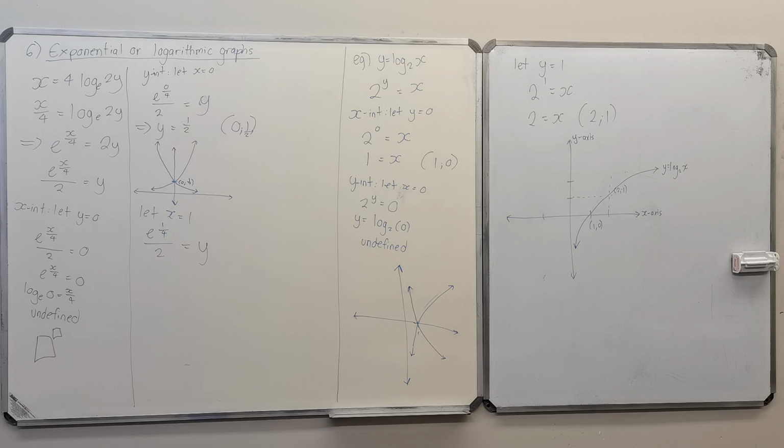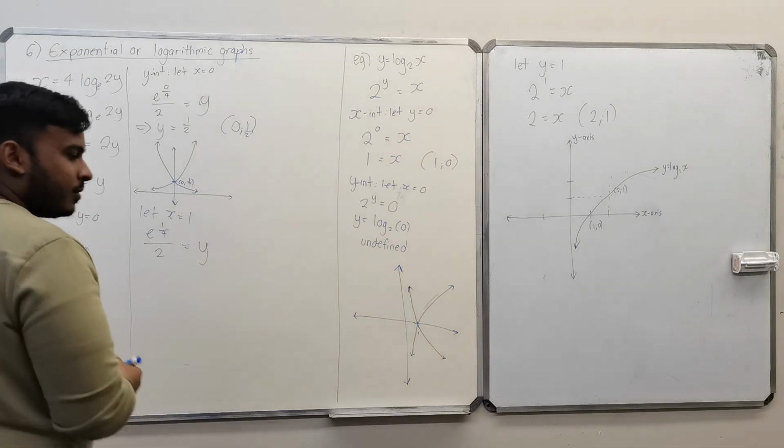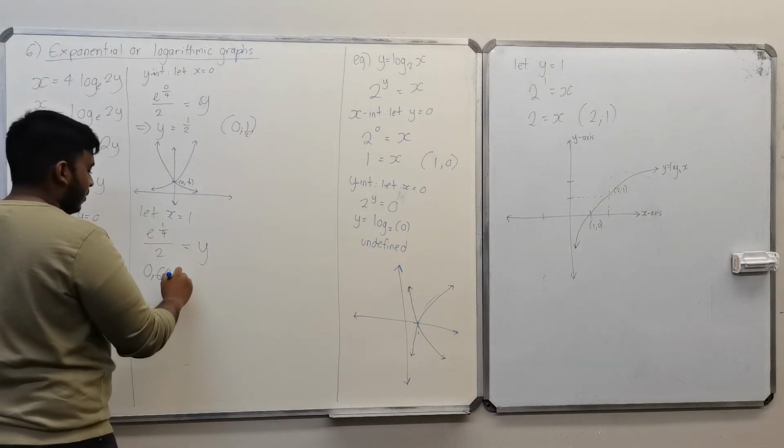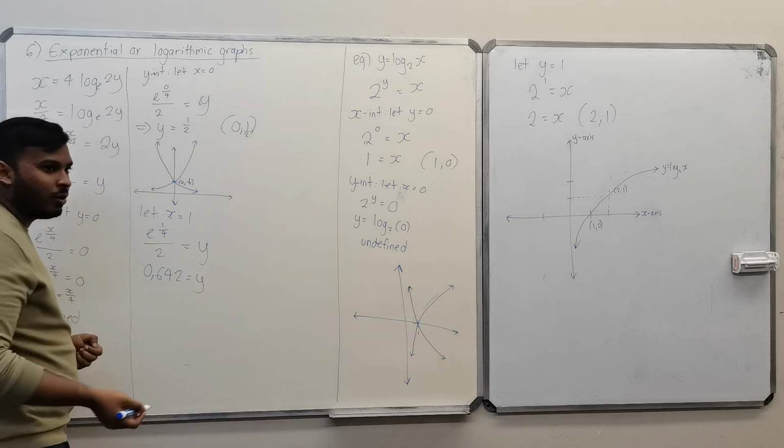Okay, so you press this button here. It has X with a block on the top to the right hand side, X with the block in the exponent. Right? Okay. Press that, you'll put 1 over 4 and all over 2. 0.642. 0.642 is equal to the value of y.